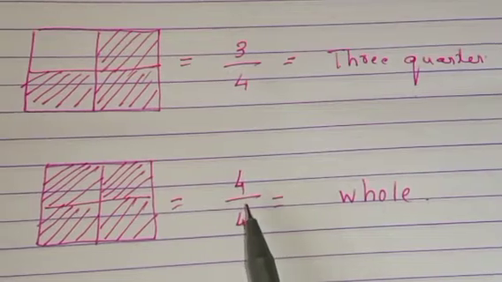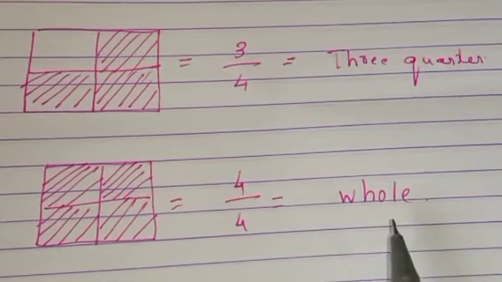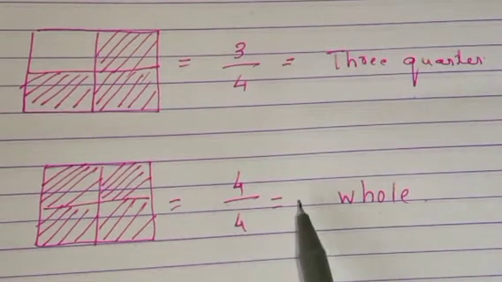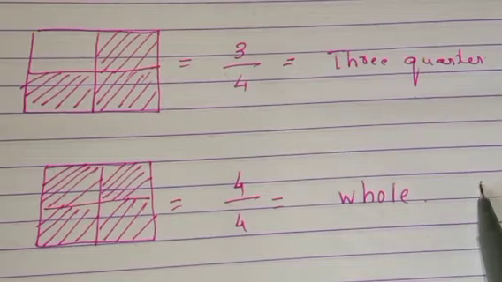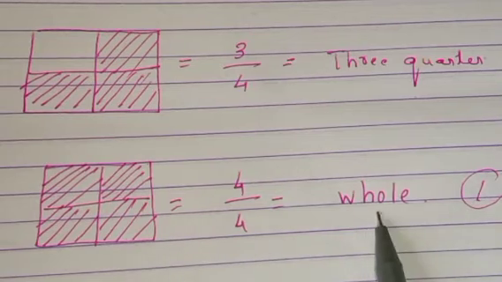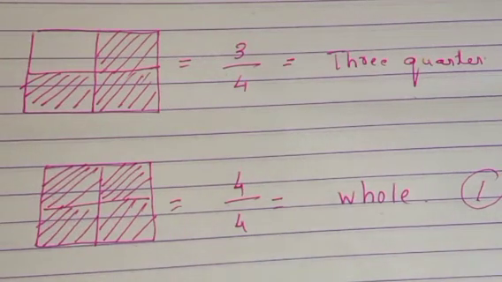Next, the square is divided into 4 parts and all 4 parts are shaded. So we write 4 by 4 equals whole part. If you divide any number by the same number, the answer will be 1. So the whole part is full 1 portion. This whole 4 by 4 is whole. This full part we can call whole.